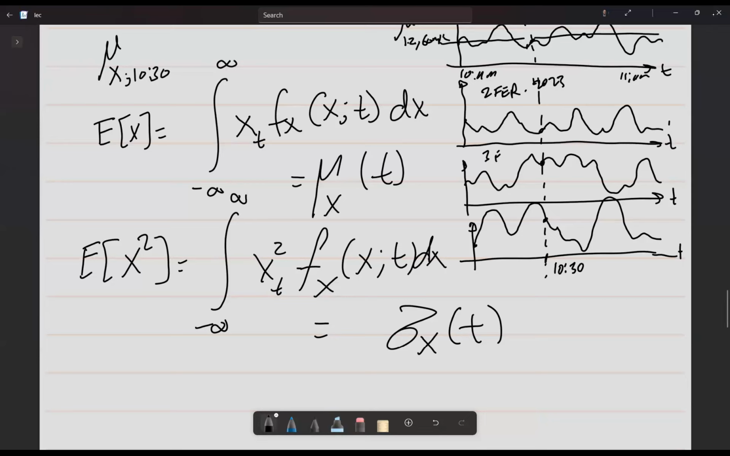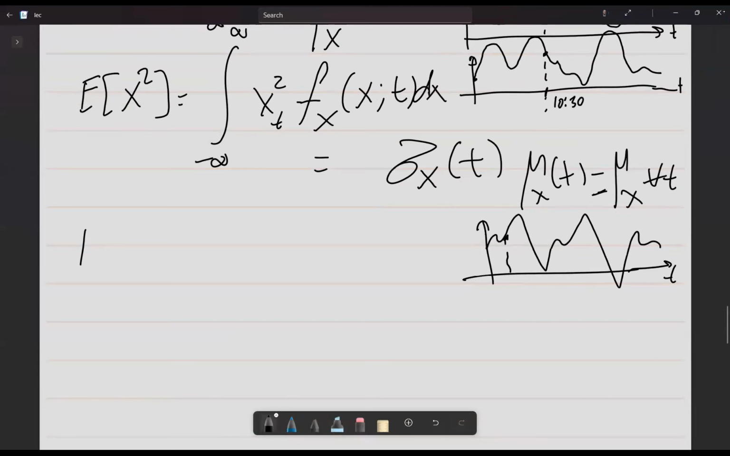Before the quiz, let me just show this one. Now we have the random process, and this random process is a function of time. So it becomes very, very important to study the average correlation between the same signal at two different times.